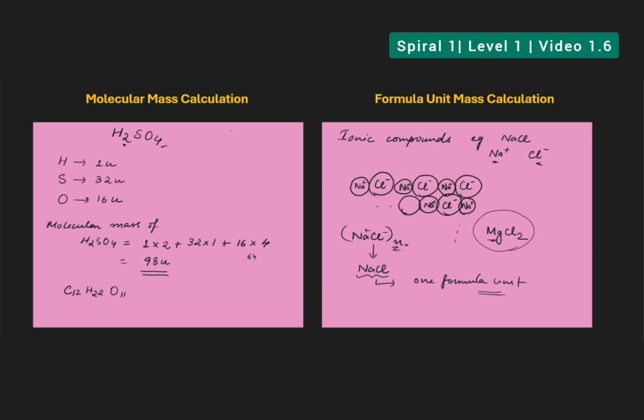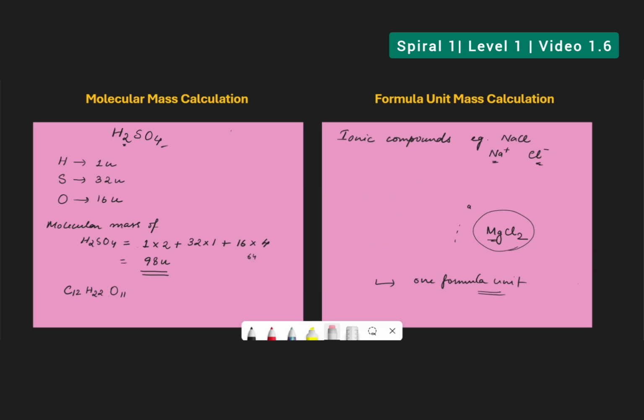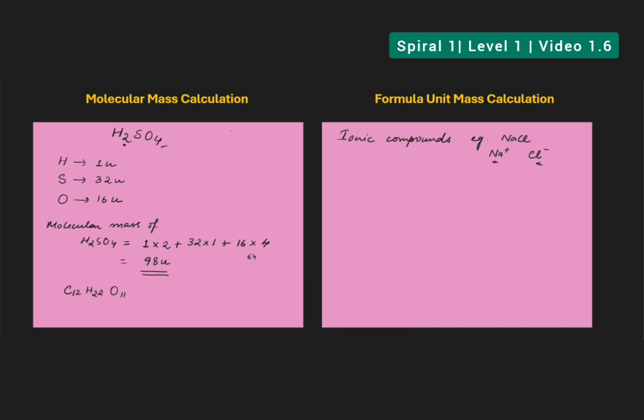That is very simple. It's just like how you do the molecular mass calculation. You need to know the atomic mass of the constituent atoms, and you just need to do the calculation as we did for H2SO4. Nothing different. It's just that it's a specific case of ionic compounds. That's it. Nothing else.